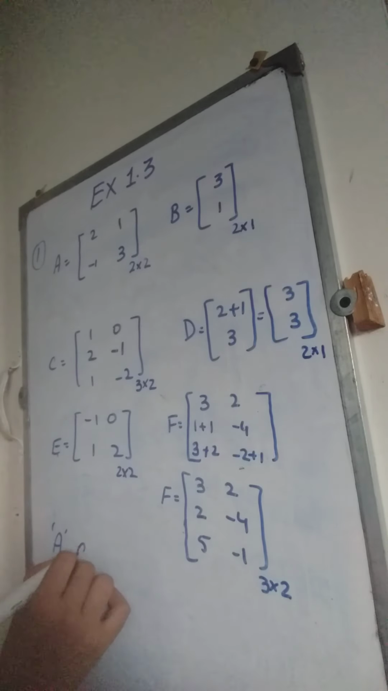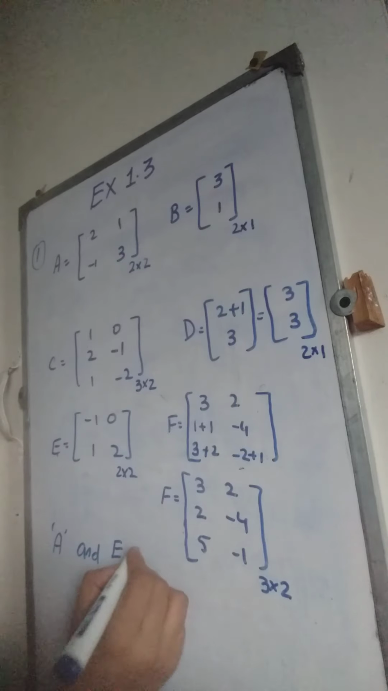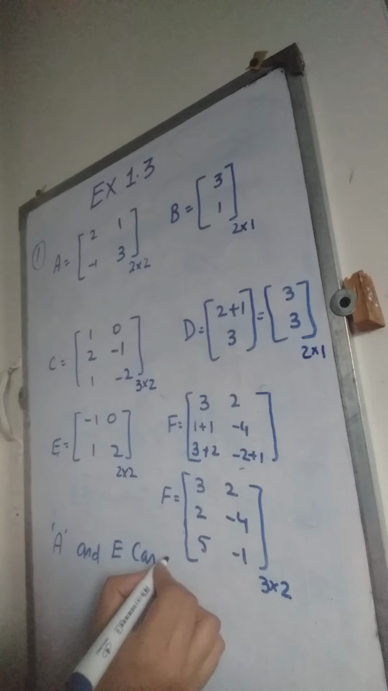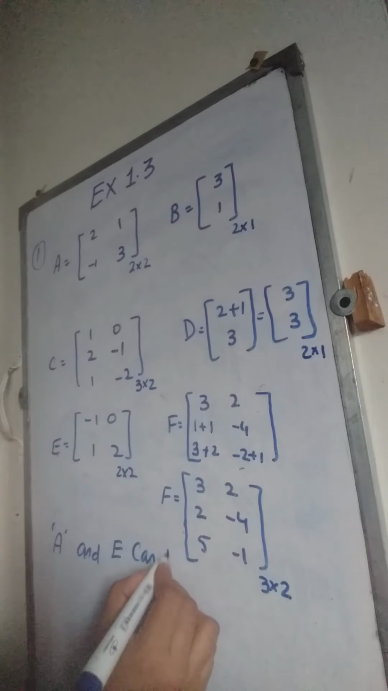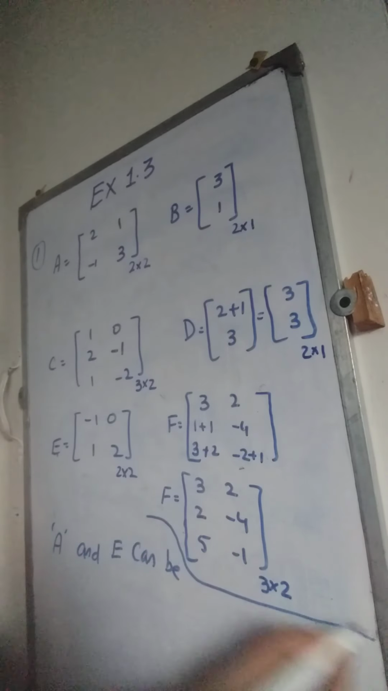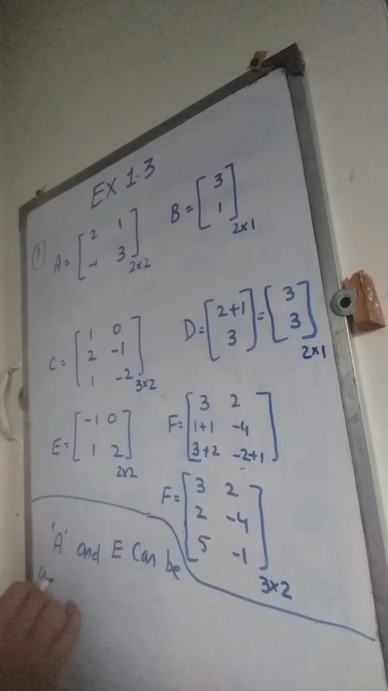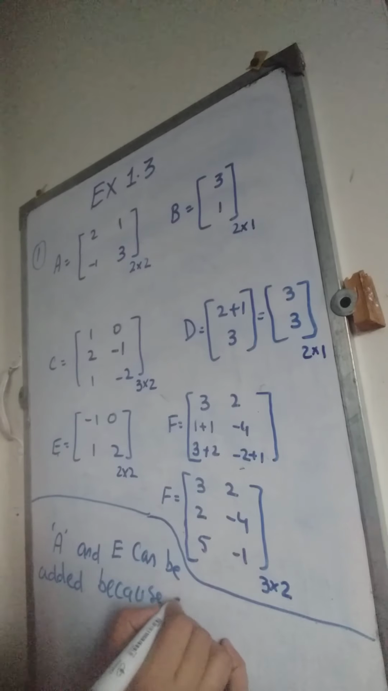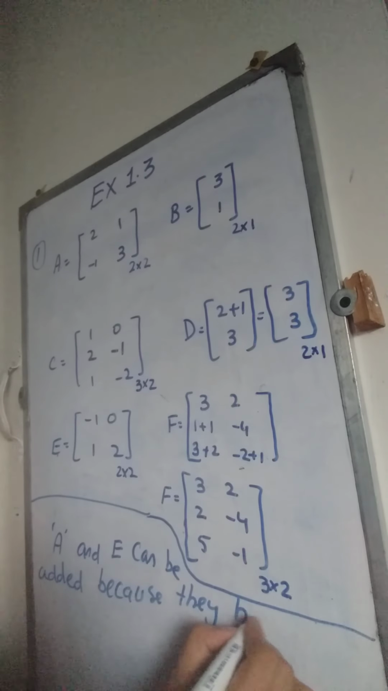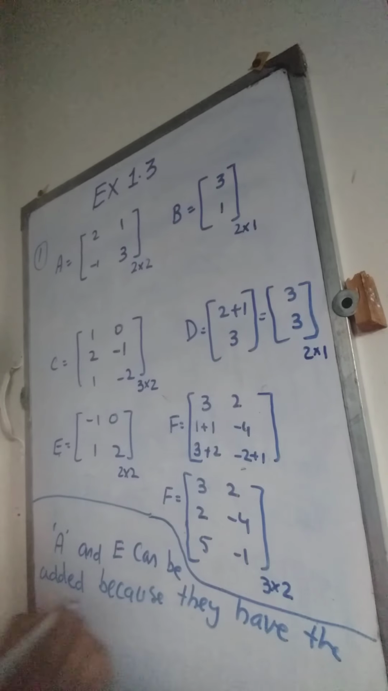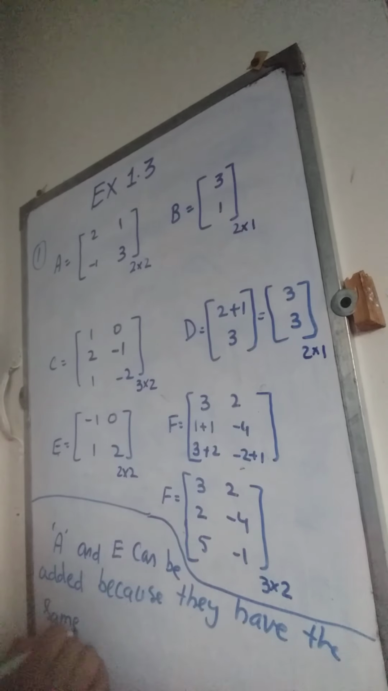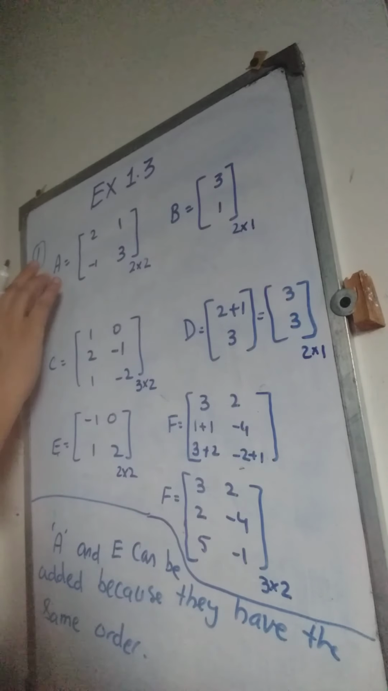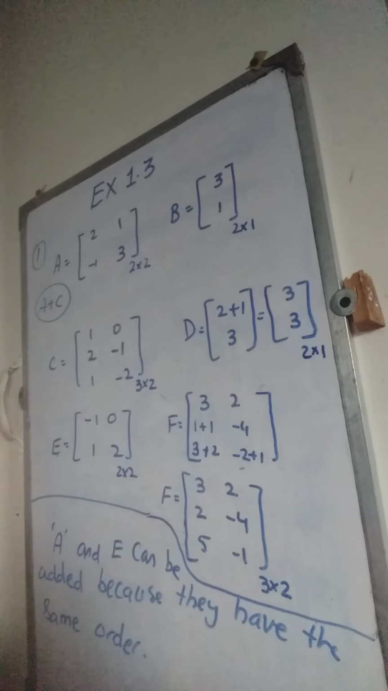A and E can be added because they have the same order. Okay. Now A can be added to C. So A and C, they can be added.